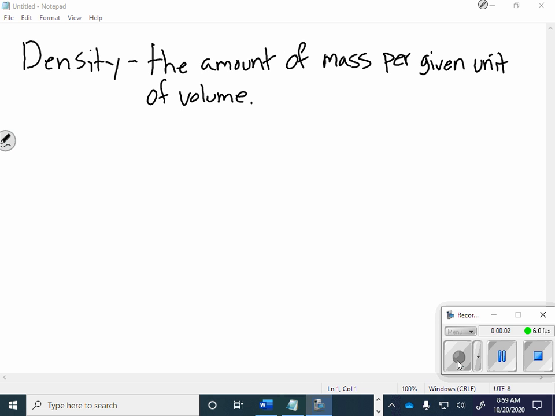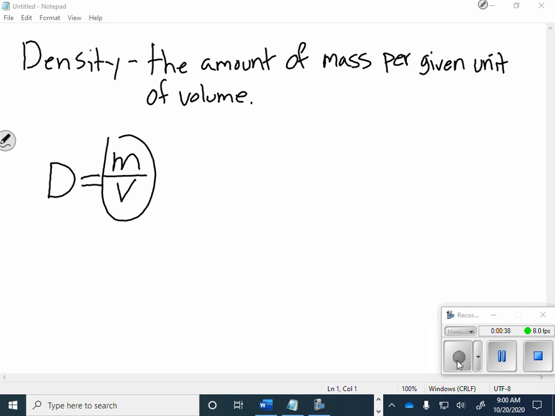Let's say we have this object right here, a magnet, and we wanted to know the density of this object. We would reach for our equation. Density is equal to mass divided by volume. Okay? And if we wanted to find its density, then all we have to do is find these two variables, because we know that mass divided by volume gives us density.